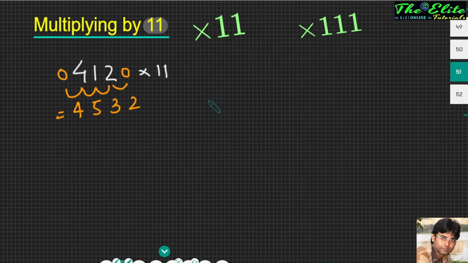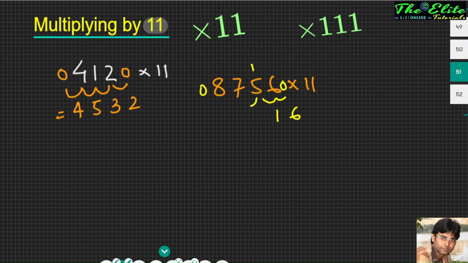Let's see one more example, a bigger number like 8756 multiplied by 11. Here again, as I said, you will put 1 zero at the end of the number and 1 zero at the beginning. These two digits will be added up and you will write the number. I'm just teaching you slowly, otherwise when you practice it well, it will be done without making these pairs as well. 5 and 6 makes it 11. So 1 will be written and 1 is carried over.